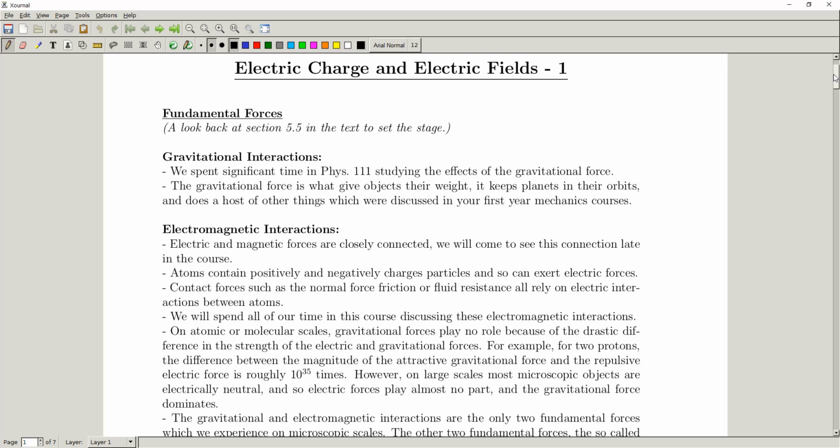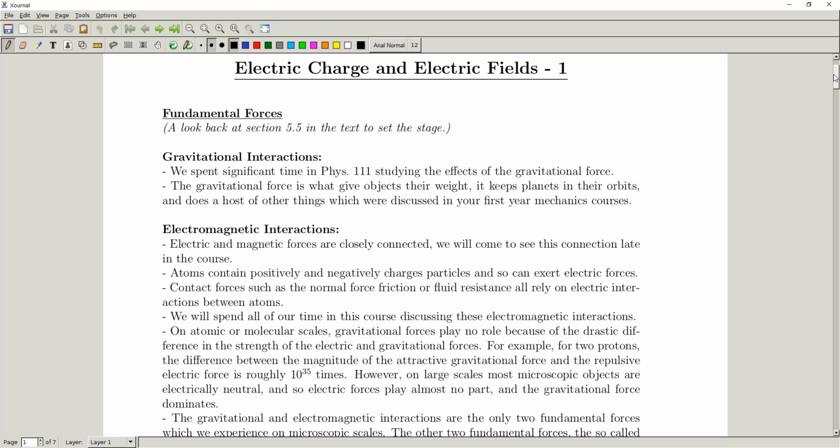Okay. So looking back, you would have spent a significant amount of time in Physics 111 studying the effects of the gravitational force. And gravity is one of the four fundamental forces, right? We might have talked about this in 111. So there are four fundamental forces. We have the gravitational force, we have the electromagnetic force, and we also have the so-called strong and weak interactions, which I'll briefly mention after we discuss gravity and electromagnetism here.